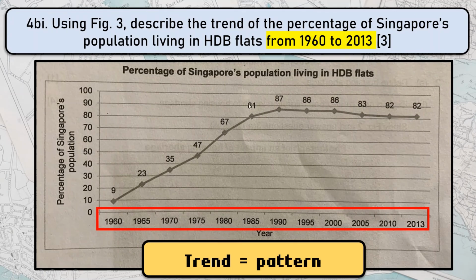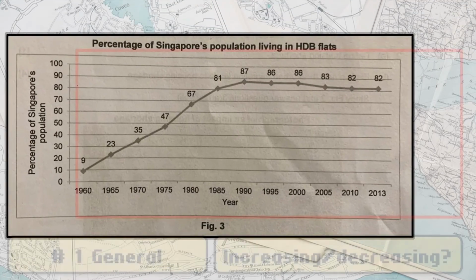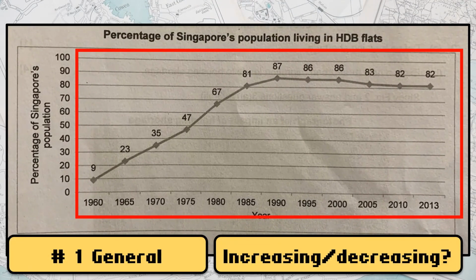when questions require you to describe trends, you have to use GAD, okay, general, anomaly and data. So let's take a look, trend basically means patterns, all right? So how many patterns do you see? Generally, is it increasing or decreasing? From 9 to 82, is that an increase or a decrease? Well, that is an increase.